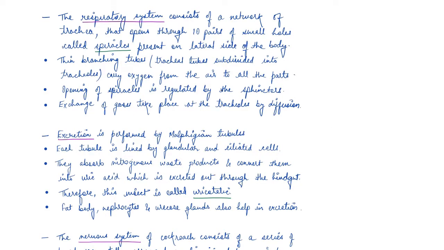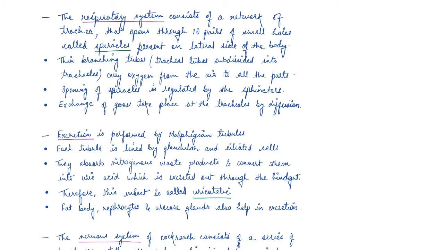Now the respiratory system of cockroach consists of a network of trachea. This network of trachea opens to 10 pairs of small holes which are known as spiracles. Now these spiracles are present on the lateral side of the body. Apart from that, you have thin branching tubes which are known as tracheoles. Basically tracheal tubes which are subdivided into tracheoles.